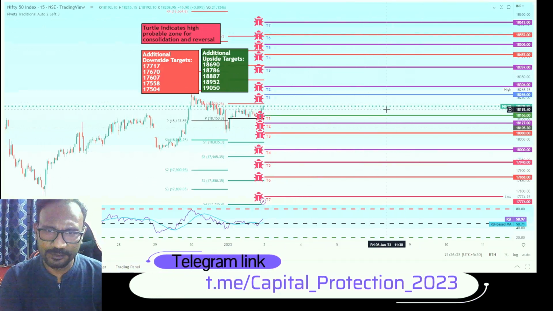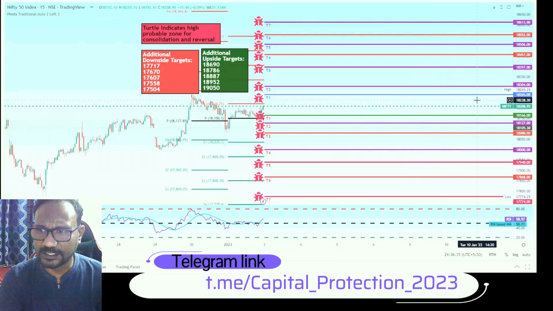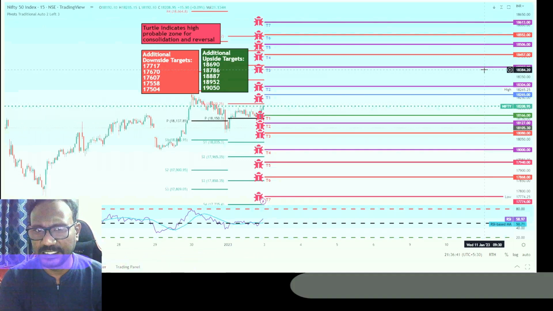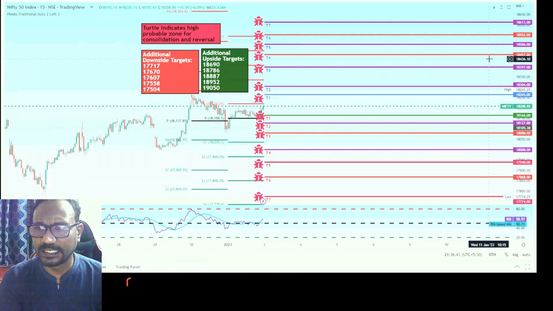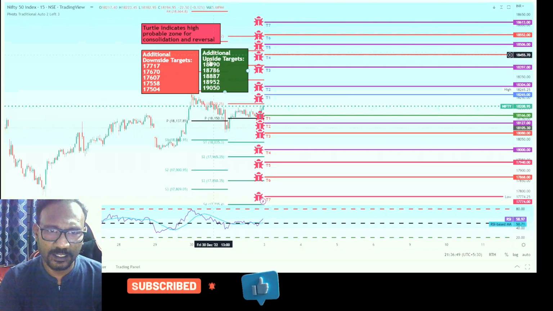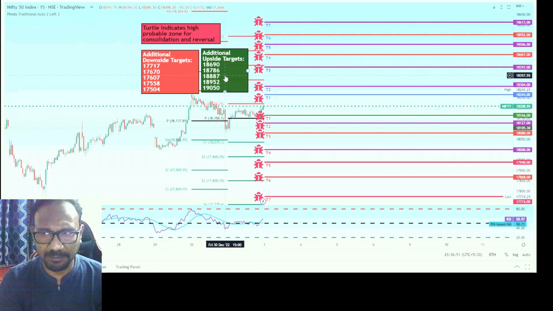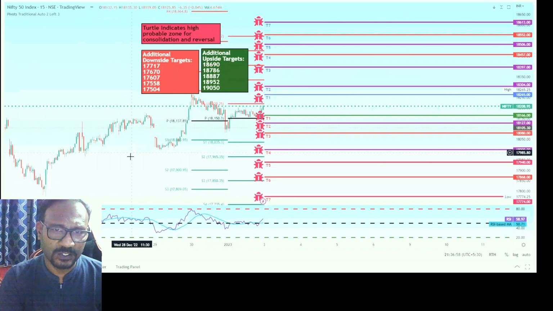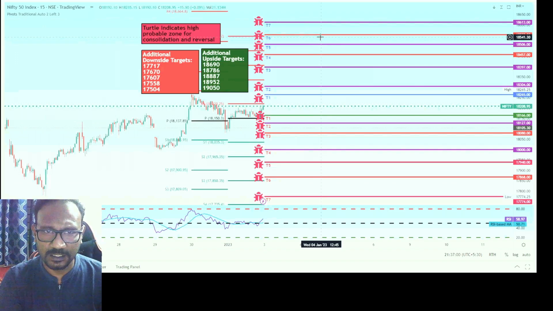And if you look at it for tomorrow, the T1 level is at 18,265. 304 is T2, almost 400 is T3, and 450 levels is T4, and it goes on up to 18,600. And there are also additional targets given, and you can map it to your charts if you want, or you can just use this as a reference, noting it somewhere else. So that is all about the Nifty.